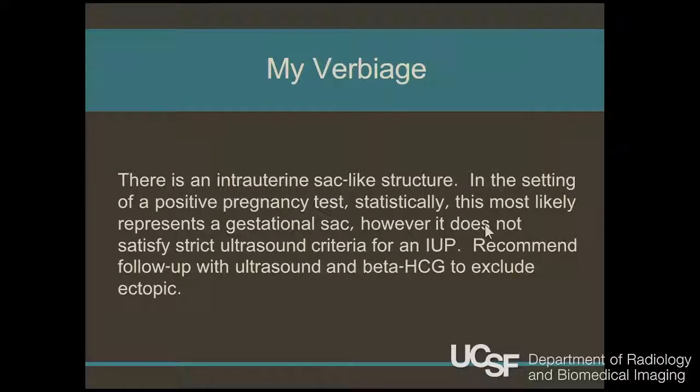This is the verbiage I use, which ratchets theirs down one step: there's an intrauterine sac-like structure in the setting of a positive pregnancy test. Statistically, this most likely represents a gestational sac. However, it does not satisfy strict criteria for an IUP. So recommend follow-up with ultrasound or beta to exclude ectopic. I think they're both accurate, but this shows people, hey, I'm not really happy with this, and you should be careful.